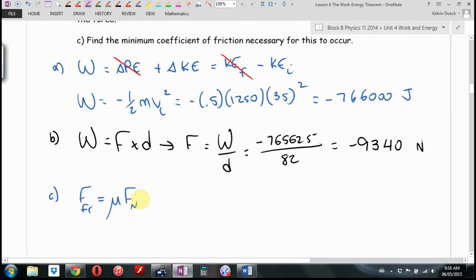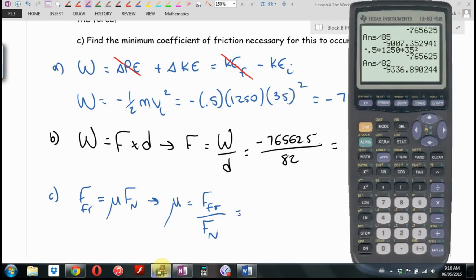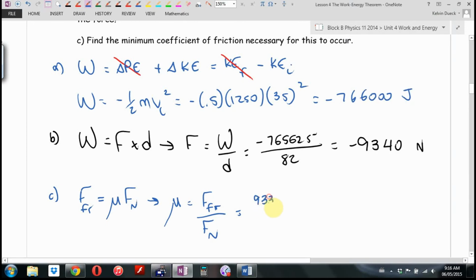What did you say this question wants me to find? Mu. How would I get the mu by itself? Mu is going to be friction divided by the normal force. And friction is going to be, now I'm going to ditch the negative because mu I know is positive. It's just a number. It's a ratio. So I'm going to ignore the negative. I'll write 9336.9, and I'll use my answer button. What is the normal force? Can you visualize the free body diagram? I think the normal force here would be mg.